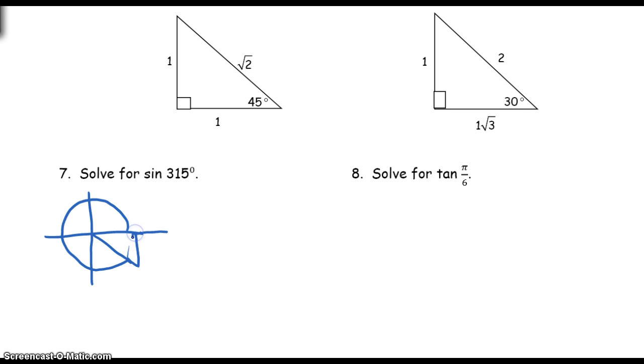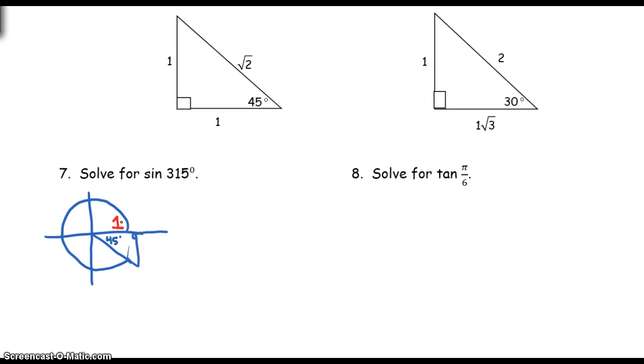And then let's connect this to our x-axis. Well, how many degrees is here? 315, and that's supposed to be 360. 360 minus 315 will give us 45 degrees. Now I said to use a length of 1 here.